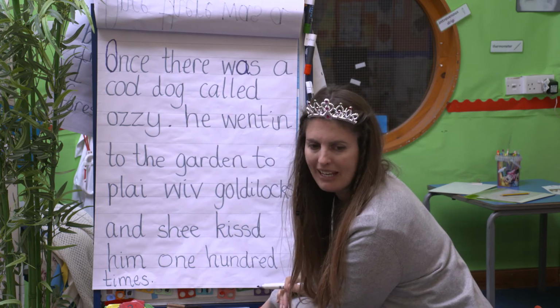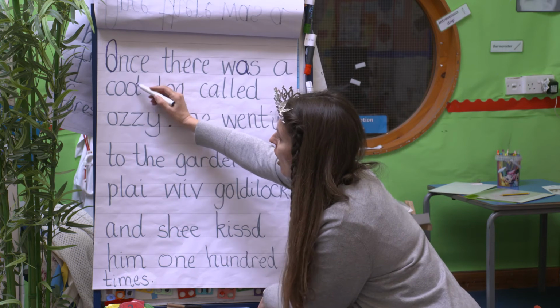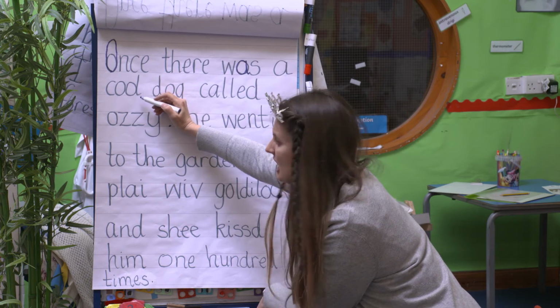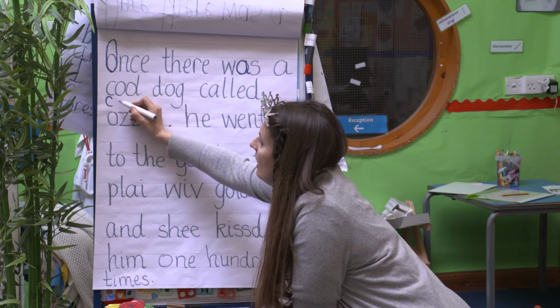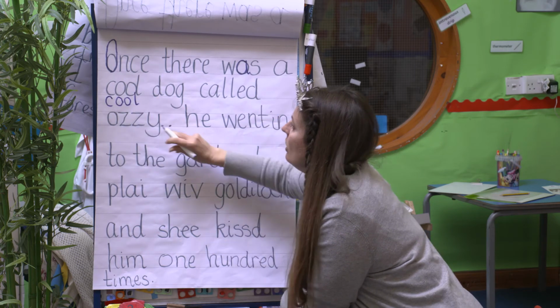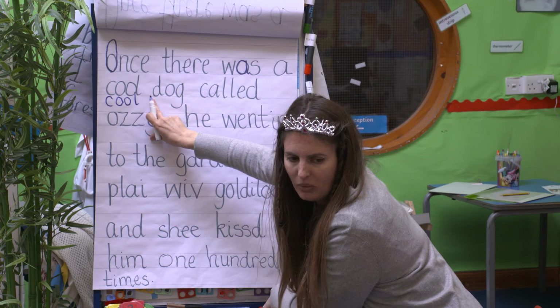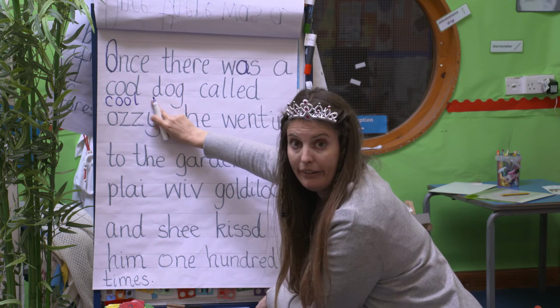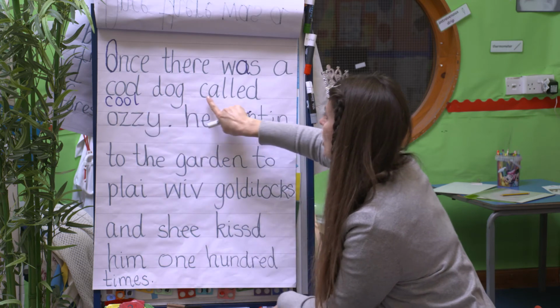Once there was a cod dog. Oh, Ozzy, I think you mean cool. It's just that you've done your O too close to your L, so it looks like a D. Let's write it out again. Ooh, cool. Now you're not a cod dog. You don't want to be a fish dog, do you? Well, you might. But now you're a cool dog.